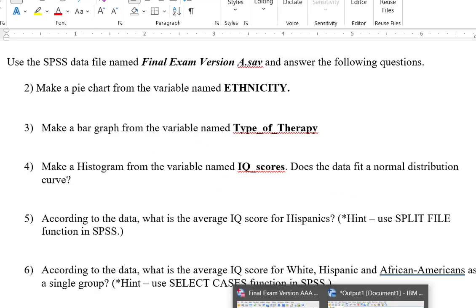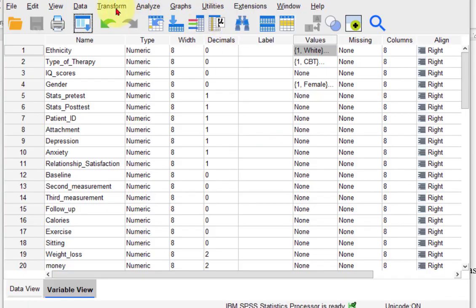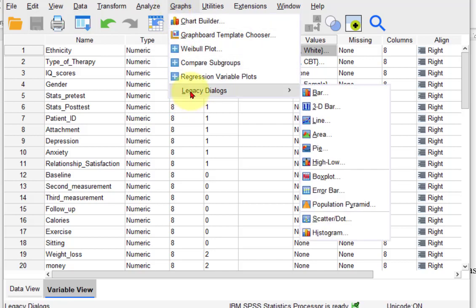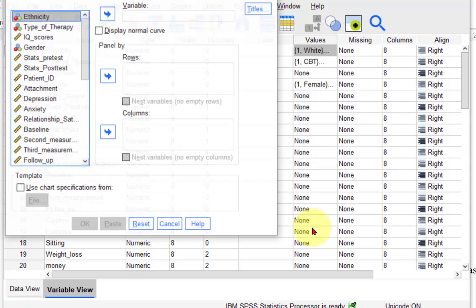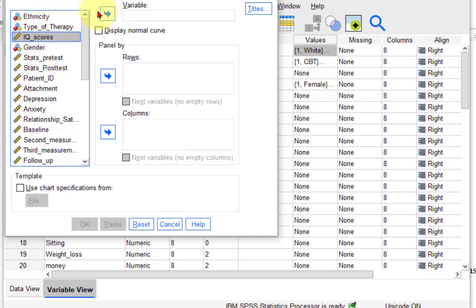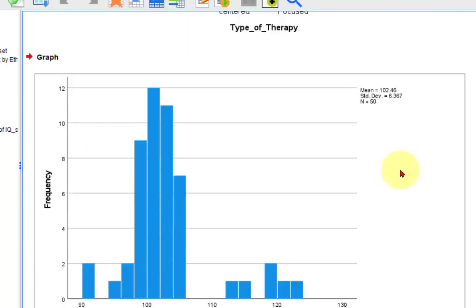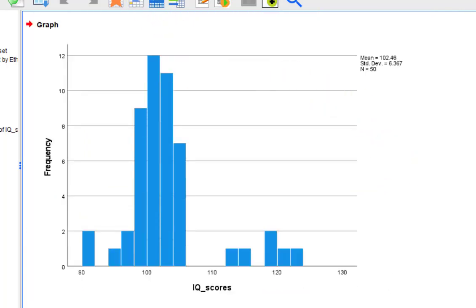Histogram from IQ scores. And again, I will probably just use, you always have options with everything. So the legacy dialogues, right? I could do the histogram this way. And what was it, IQ scores? Yes. And that's all you got to do with this one. And there's your histogram.